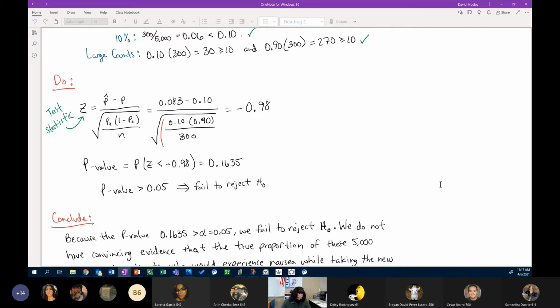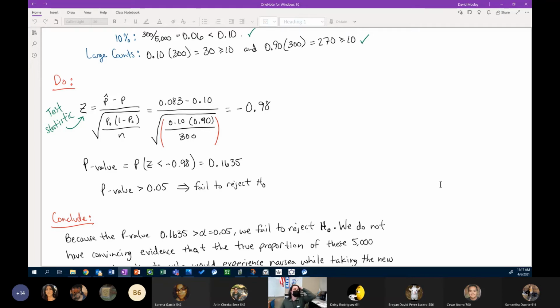All of this work right here, the 0.1 times 0.9 divided by 300, is under the square root sign. Please be careful with that. If you're putting this in your calculator, make sure to put parentheses around that once you start your square root, to make sure that your calculator knows all of this is under the square root. And then we get negative 0.98 approximately.